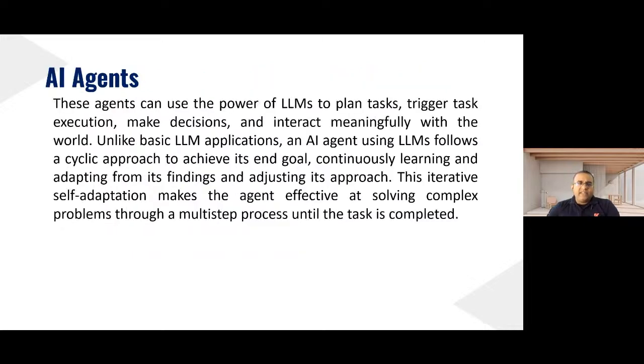So AI agents, right? What are the different components? What are the things that could occur in an AI process? We'll look here. So these AI agents can use the power of LLM, large language model, to plan tasks, trigger tasks, make decisions, interact meaningfully with the world. Right.